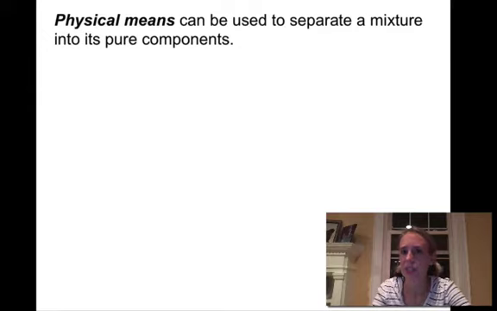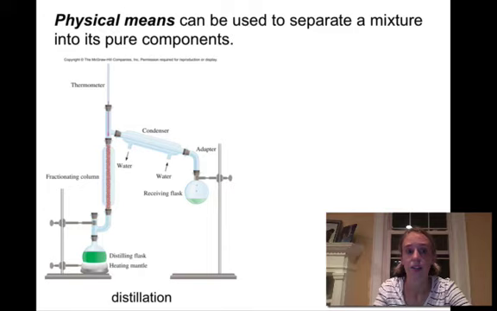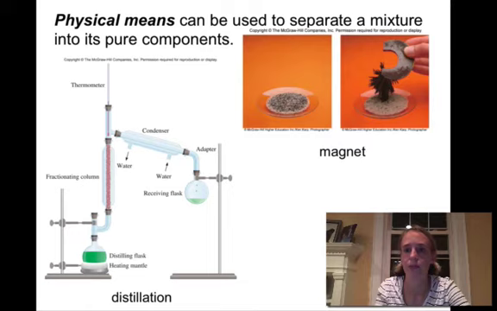With a mixture, you can separate out the components by physical means. One common laboratory technique is distillation, where you could have a solution, maybe containing alcohols and waters, and separate out all of those compounds that are in there. Another fairly simple separation technique, with that example of iron filings and sand, is that you could use a magnet to pull out all those magnetic iron filings.